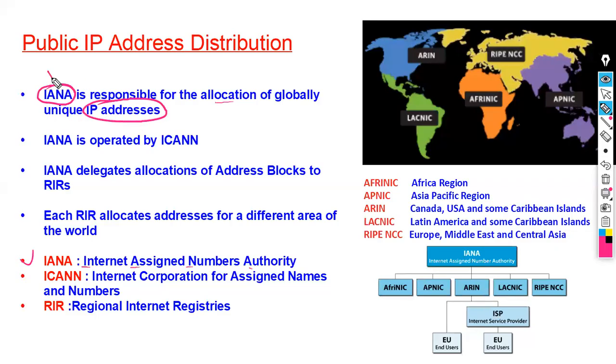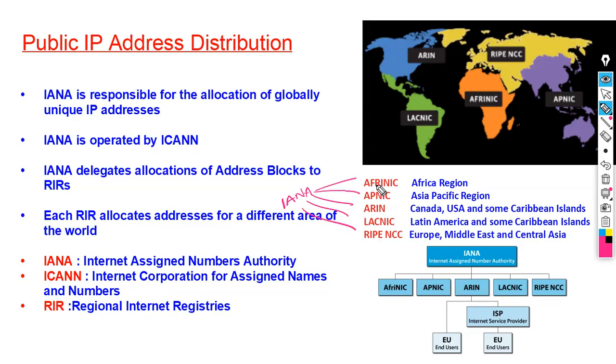So guys, who is managing the IP addresses? IANA. This IANA is operated by the parent company called ICANN, which stands for Internet Corporation for Assigned Names and Numbers. Let us focus only on IANA. IANA is responsible for allocating the IP addresses. Let us say this is IANA, and it has 5 branches all over the world.